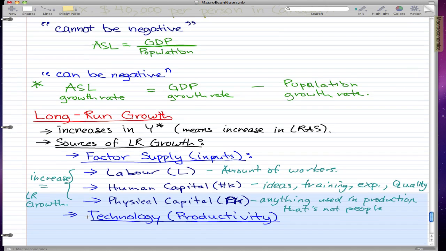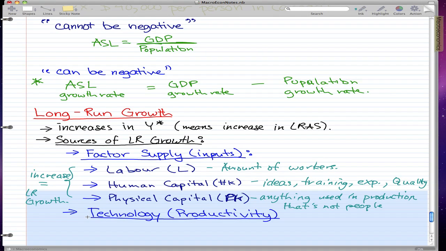Technology is pretty self-explanatory. If we have better technology, like faster computers, then of course, obviously that will probably increase our total equilibrium output at the end of the day. And this is all I want to go through in this video.